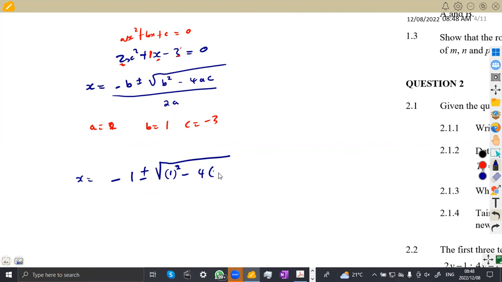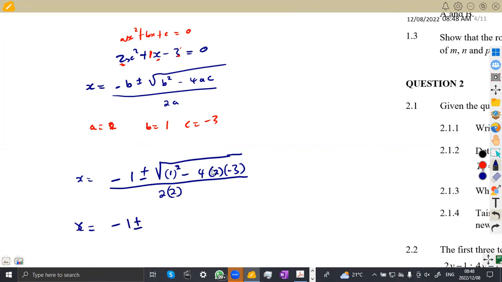Just open bracket there. Then we've got 2 here, times c, which is negative 3. Everything over 2 times a, which is 2 times 2. So make sure you present this formula properly.